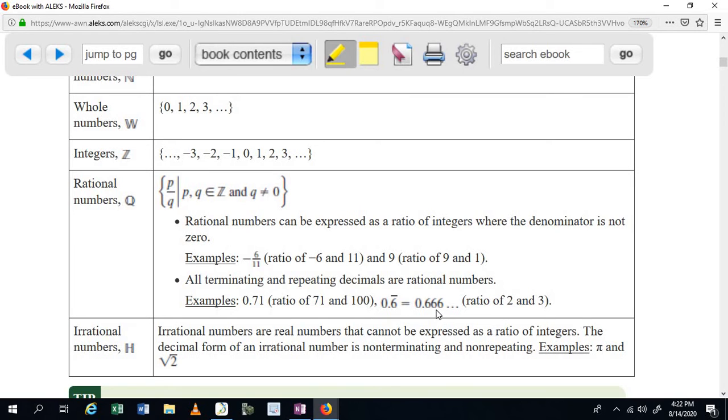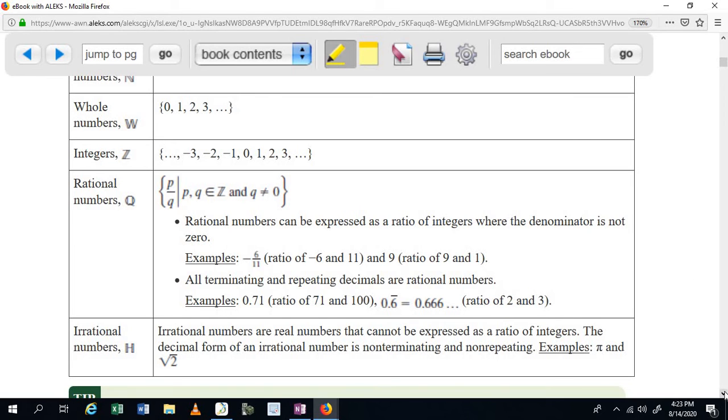This is also true for repeating decimals. Like if you had this right here, 0.6 with a bar, means that the 6 continues to repeat forever. And so repeating decimals can also be written as a ratio of two numbers. In this case, 0.6666666 forever is actually 2 divided by 3. And you can check that on your calculator. So as long as the decimal continues to repeat, it's actually a rational number.